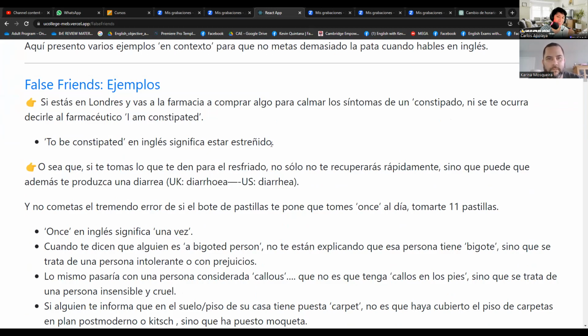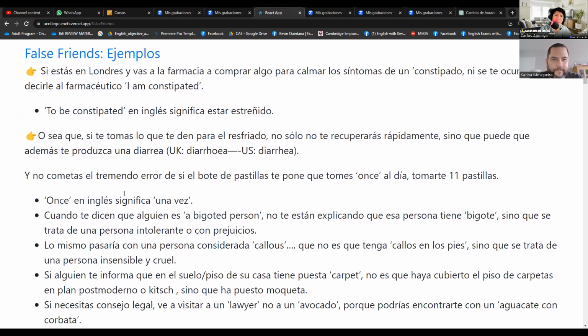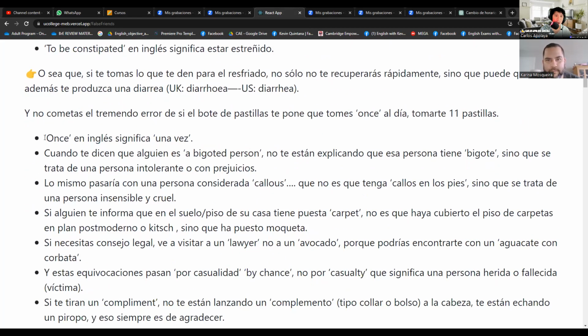Constipado para nosotros en español es que no podemos respirar porque estamos constipados. Yes, but in English constipated existe y constipated es estreñido. O sea que si te tomas lo que te den para el resfriado, no solo te recuperarás rápidamente, sino que puede también que te produzca diarrea. Y no cometas el tremendo error de si el bote de pastillas te pone que tomes 11 al día, tomarte 11 pastillas. Once means una vez.